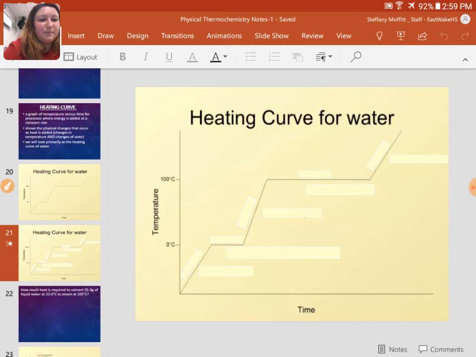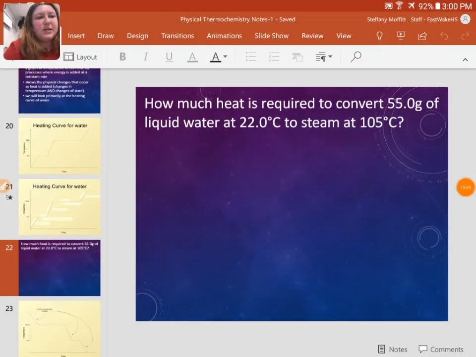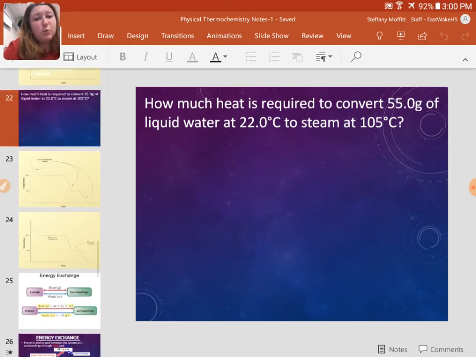Same thing. So how much heat is required to convert 55 grams of liquid water at 22 degrees Celsius to steam at 105 degrees Celsius? I'm actually going to skip over this problem because it's just another Q equals mc sub p delta T. If you want help on it, just come find me and we'll work through it together.